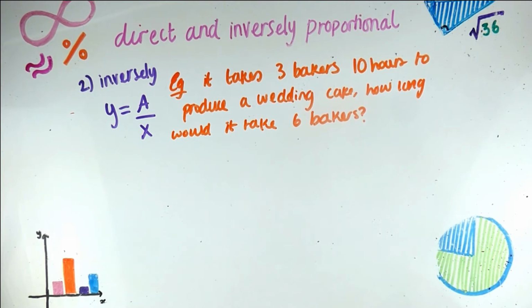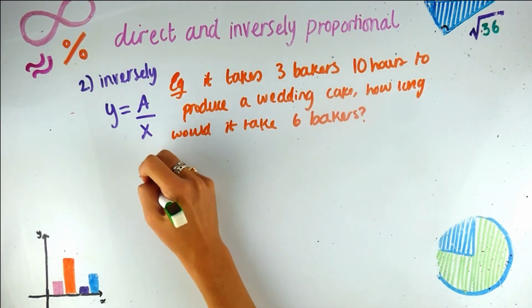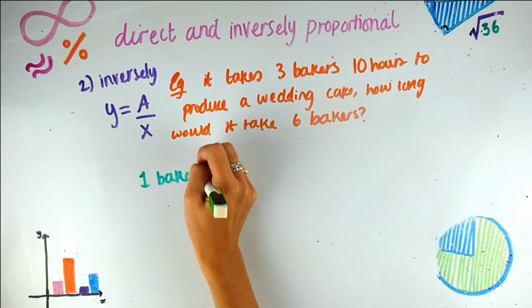Okay, it takes 3 bakers 10 hours to produce a wedding cake. How long would it take 6 bakers to produce a wedding cake? Okay, so the way inversely proportional works is you find out, again, with the directly proportional, we were looking for the value of 1 and then scaling it up. So we're kind of going to do the same thing here. So it's saying it takes 3 bakers 10 hours to produce a wedding cake. So how long would it take 1 baker?